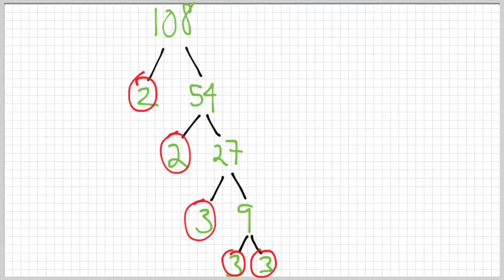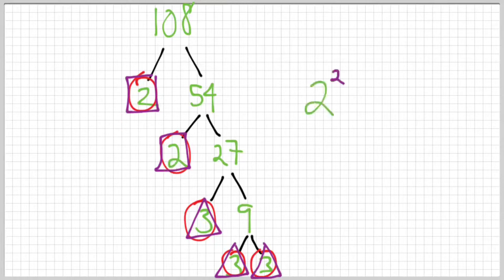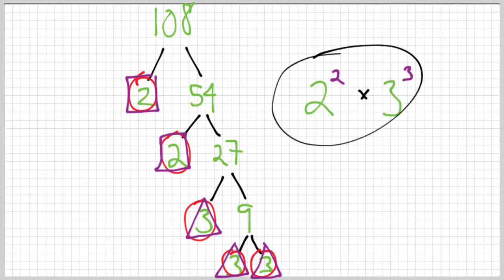But anyway, now we want to gather up the like factors, the equal factors. So I have two 2's and I have three 3's. So I'm going to rewrite this by combining the 2's into 2 squared, and the 3's into 3 cubed. And that's all there is to it. 2 squared times 3 cubed is 108. 4 times 27 is 108. So there you go.